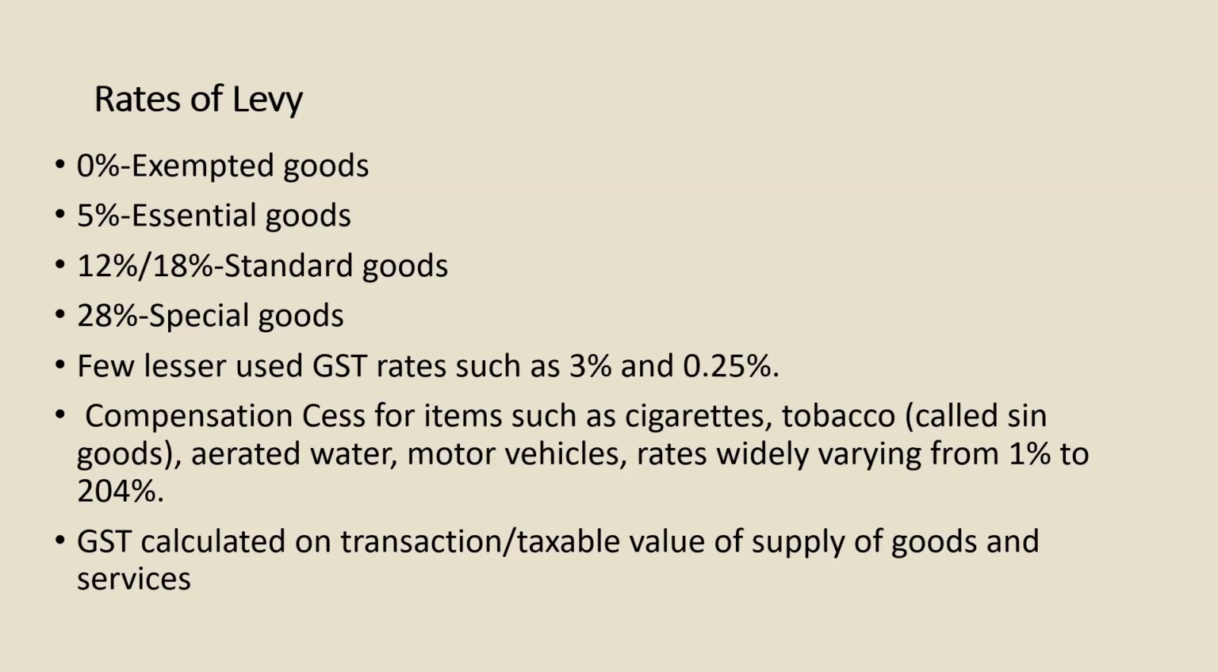Then there is a compensation cess for items such as sin goods, as we call them, which is very, very high in certain cases. It can go up to 204%. Basically, the compensation cess is to compensate the states for revenue shortfall. And that's why on sin goods, this compensation cess is there.